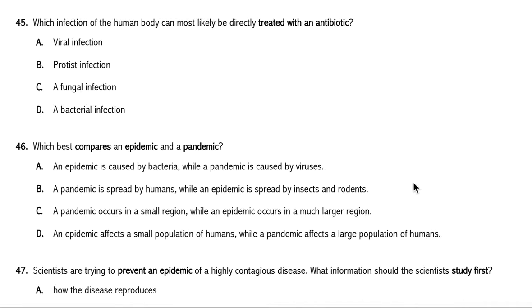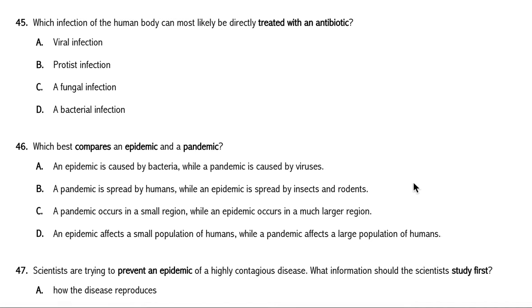Question 45. Which infection of the human body can most likely be directly treated with an antibiotic? A. Viral infection, B. Protist infection, C. A fungal infection, D. Bacterial infection.